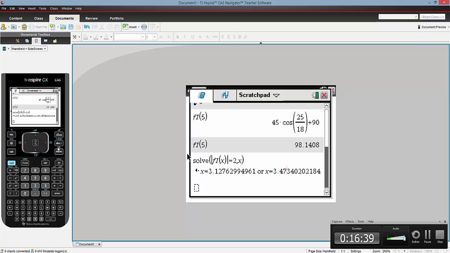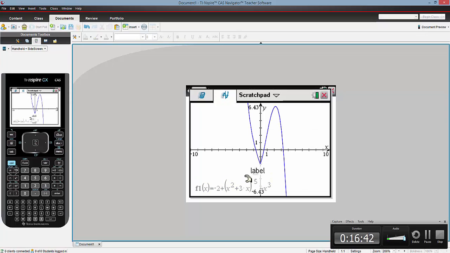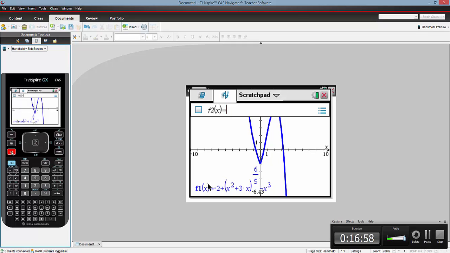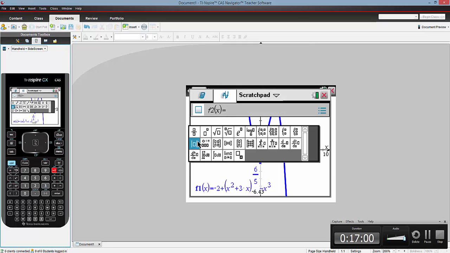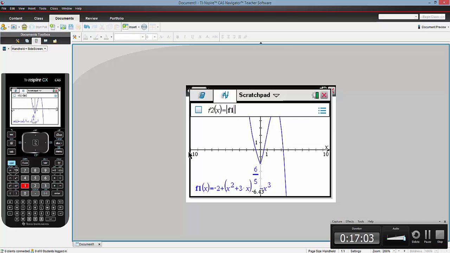What I would recommend you do is go back to your graph. Remember, when they're asking you about speed, speed is the absolute value of velocity, and what they gave you in the beginning is the velocity function. So you probably want to create a new graph, call it f2 of x, and graph the absolute value of your first function, and see what that looks like. Notice the red graph, it just bounces all of the negative values up to the top.